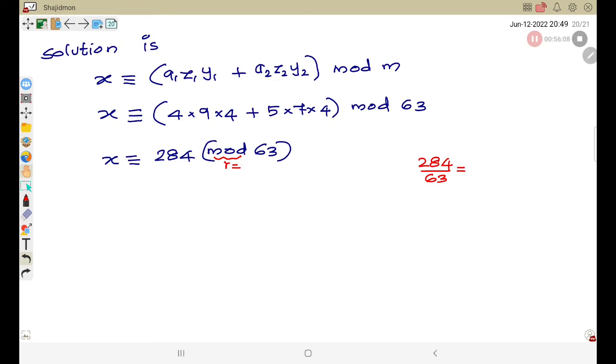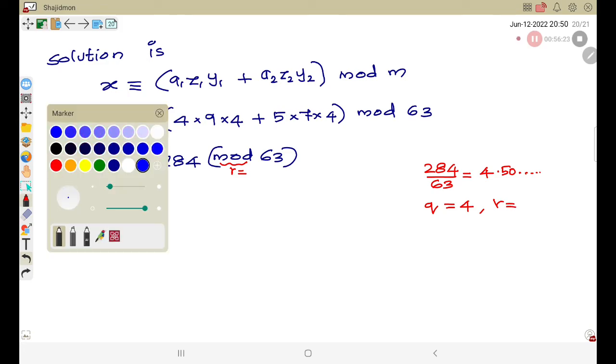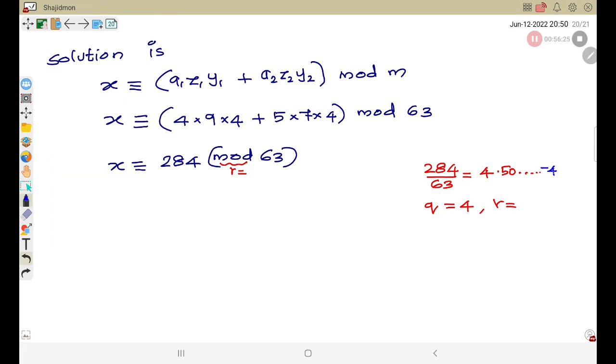284 divided by 63 is 4.507, like it is going. So the quotient is equal to 4. For the remainder, we need to subtract 4, the quotient, times 63, correct? You will get 32. So what will be the answer? x equals 32 because it is below 63.